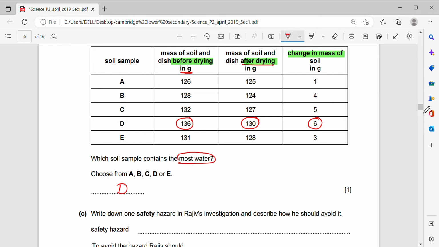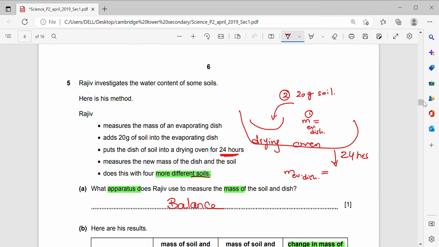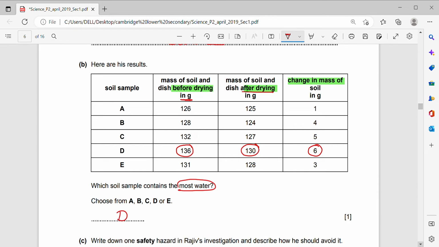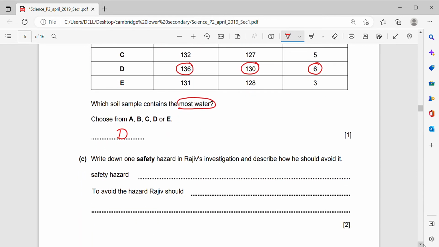Write down one safety hazard in Rajiv's investigation and describe how he should avoid it. What safety hazard might Rajiv face? He put these things in a drying oven, so the problem is that the oven is hot. So what is the safety hazard? The oven is hot.